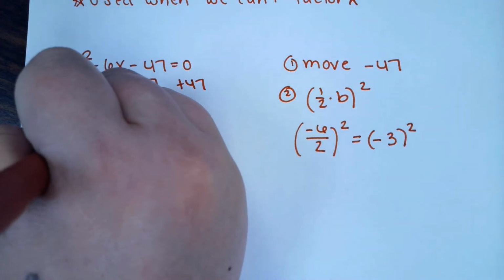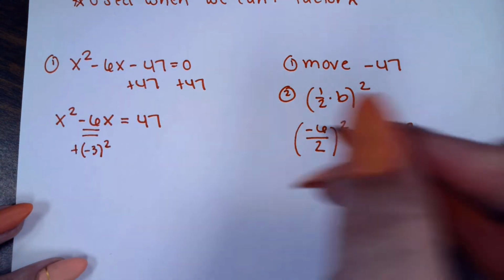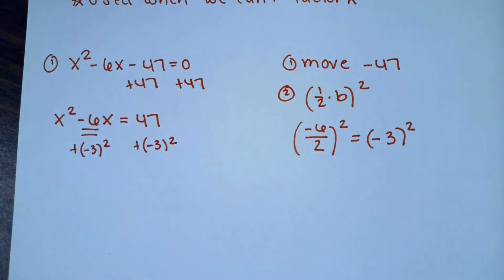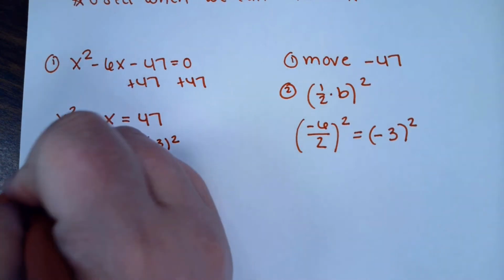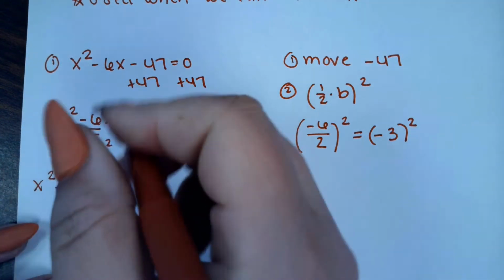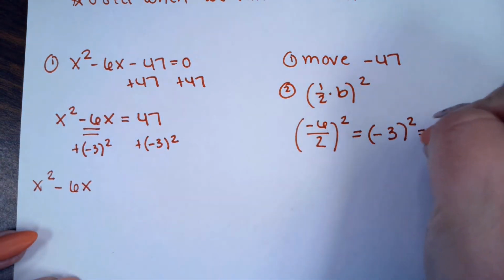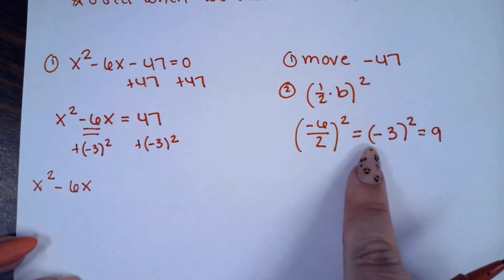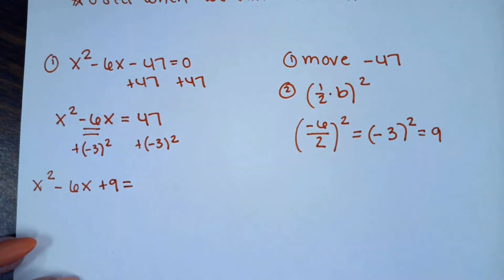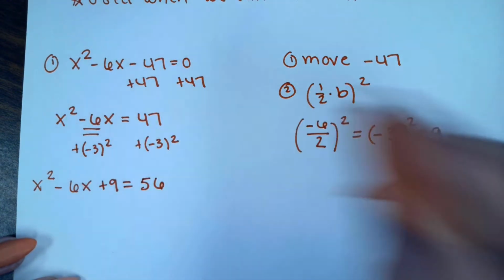So we're going to add negative 3 squared to our left side, and we're going to add negative 3 squared to our right side. So we're going to be left with x squared minus 6x. Actually, let's just get 9. I changed my mind. We know negative 3 squared gives us 9. So we'll just add 9 to both sides. So 47 plus 9 gives us 56.